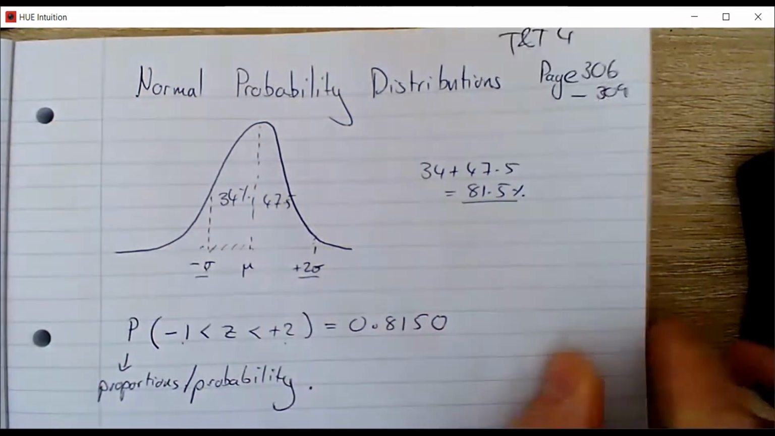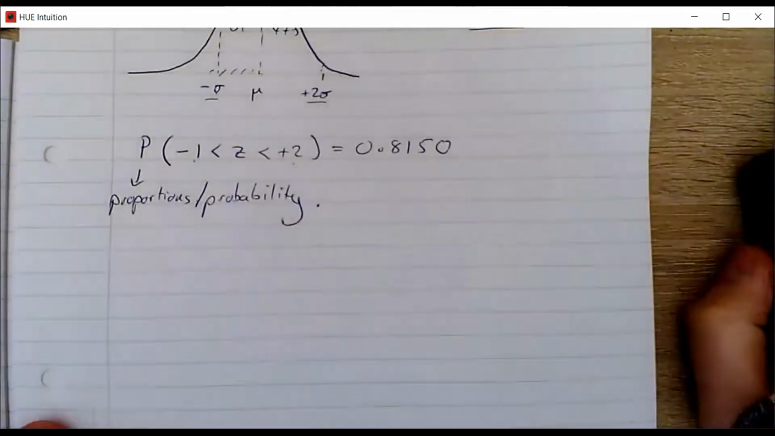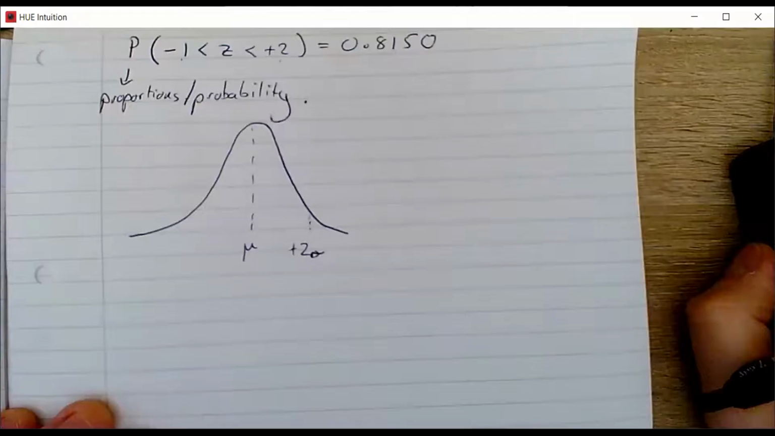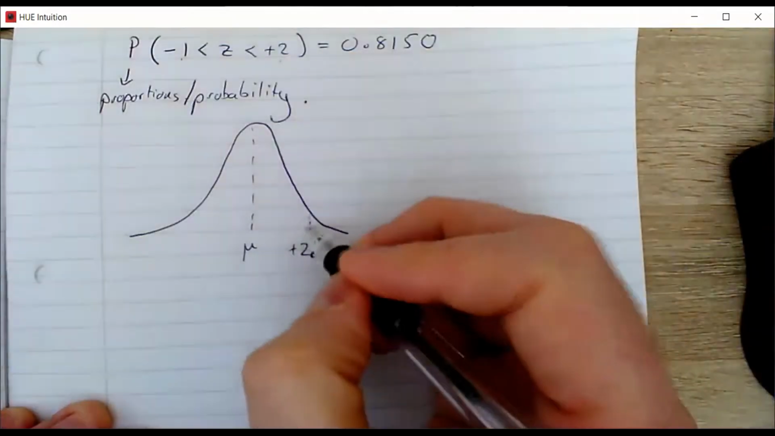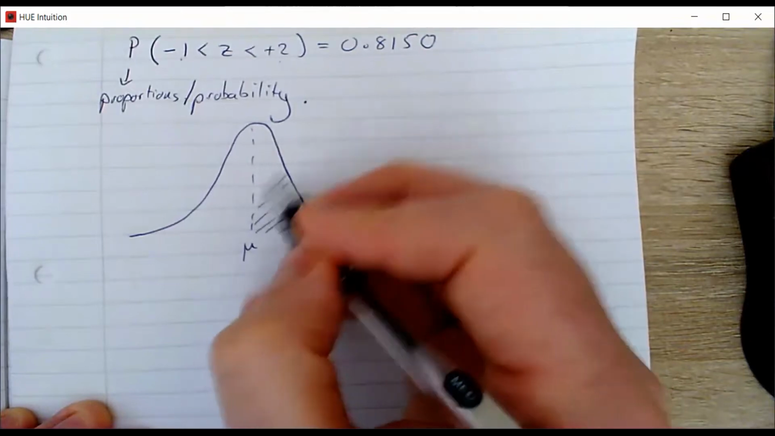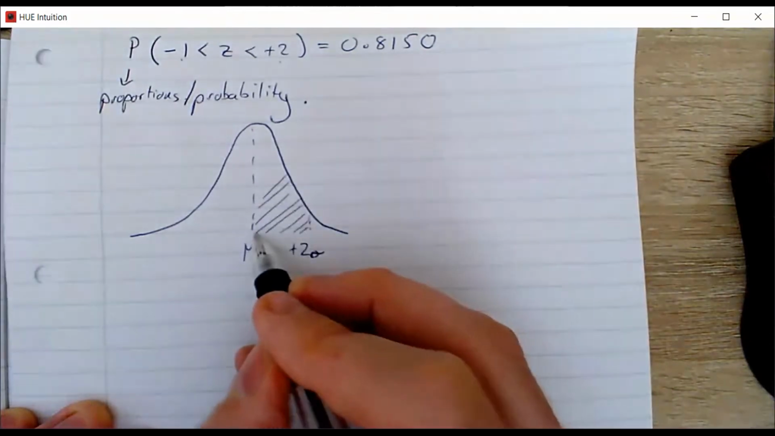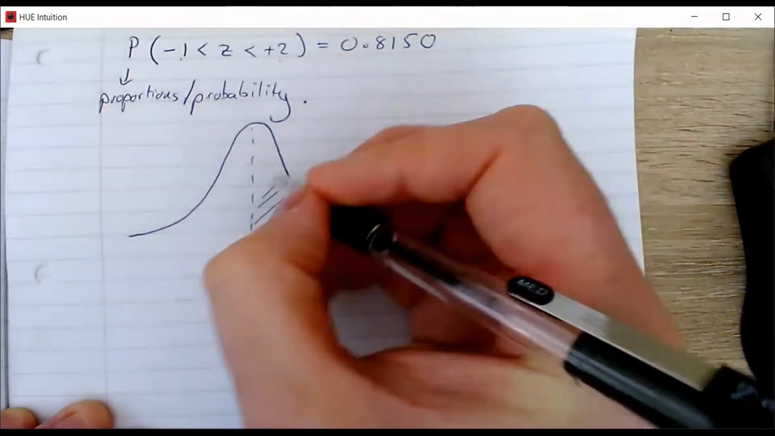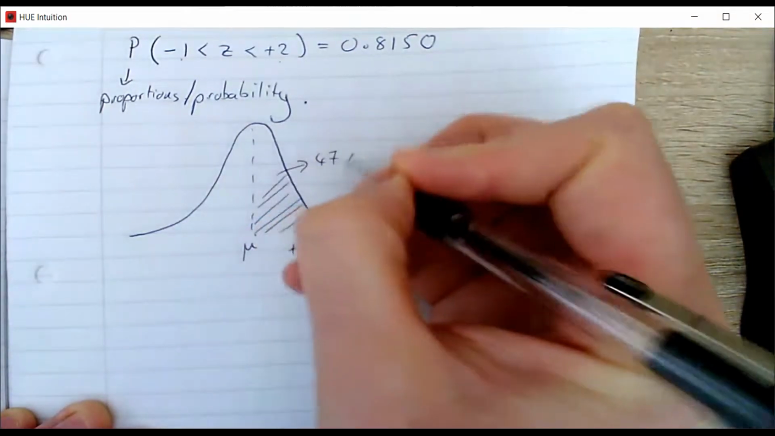Now, let's look at another example. I'll actually draw this out quickly. So I've given you the same diagram, and I'm just asking you now, well, what proportion of values lie between the mean and 2 standard deviations? And hopefully you'll say 47%.